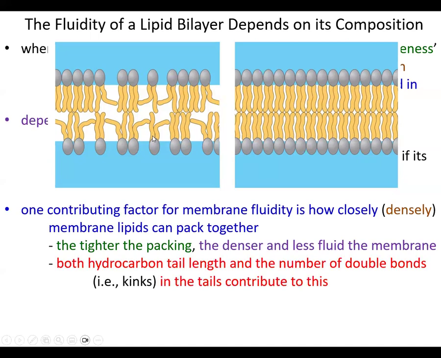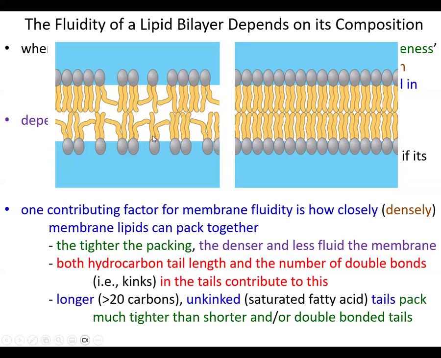So both hydrocarbon tail length and hydrocarbon saturation contribute to membrane fluidity. And by saturation, of course, we mean the number of double bonds, the number of kinks. If you're a saturated fatty acid, you have no double bonds, you have no kinks. And if you're an unsaturated fatty acid, then you have at least one double bond and you have a kink. So these kinked fatty acids, they're going to make less dense, more fluid membranes.